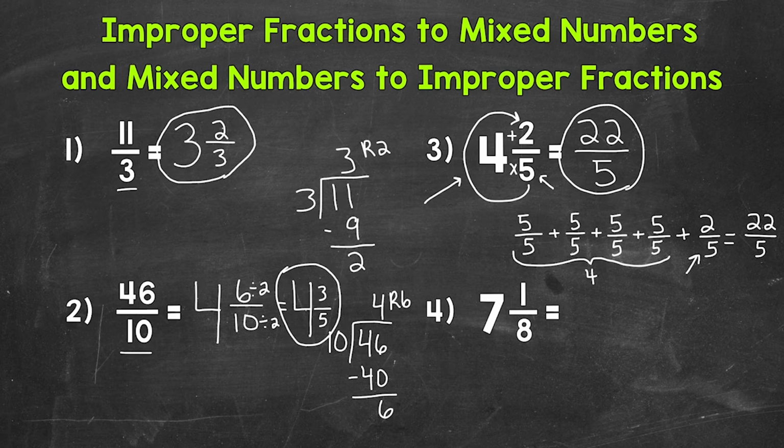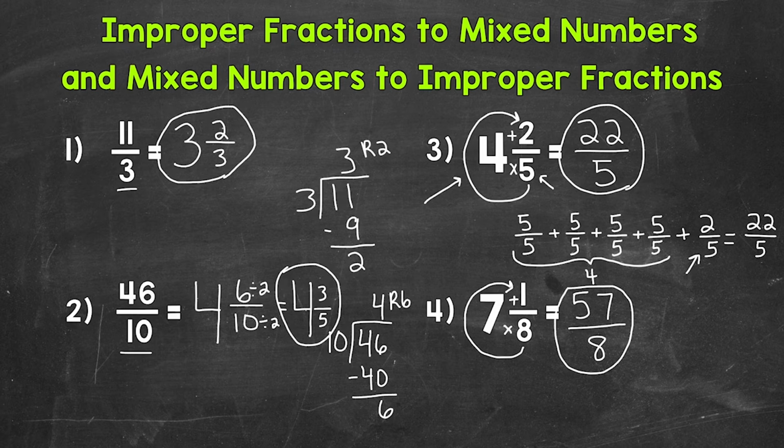Let's try another one and move on to number 4, where we have 7 and 1/8. So we start at the bottom and work our way up. We multiply and then add. So 8 times 7 is 56, plus 1 is 57, and then we keep our denominator of 8. So 57/8 for number 4. So there's how to convert between improper fractions and mixed numbers.